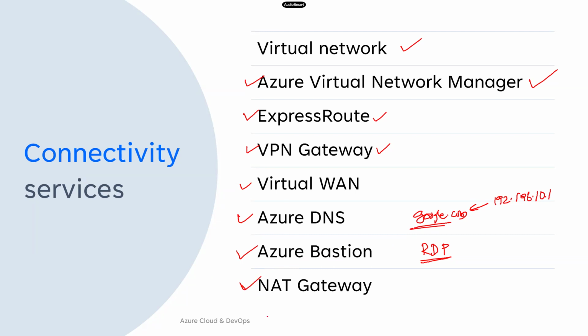And the last is NAT Gateway. If we have a VNet and a connection to the NAT Gateway, then the private IP will be converted to a public IP. So that is how it works. Yeah, I'll quickly go through those pictures as well.